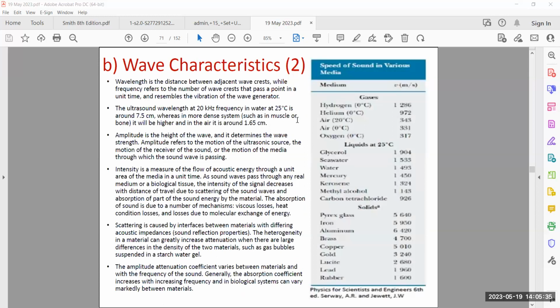Another wave characteristic is that it depends on the medium. If you look at this table on the right, depending on the medium, let's say hydrogen gas, or even liquid glycerol or seawater, it would give out different velocity. What it means is that for every food product treated with ultrasound, it does not necessarily absorb the same amount of energy as the other food product. Right? You can read more here.